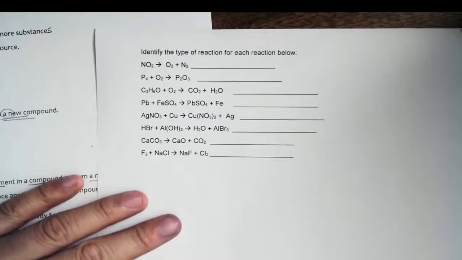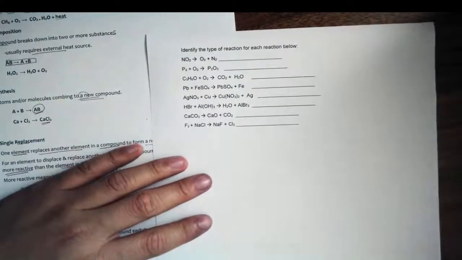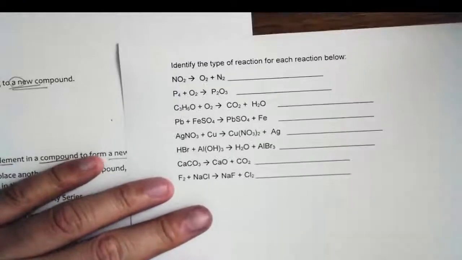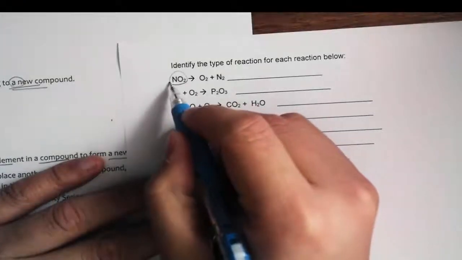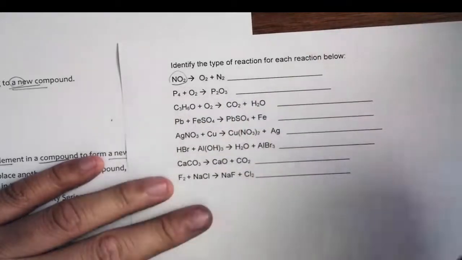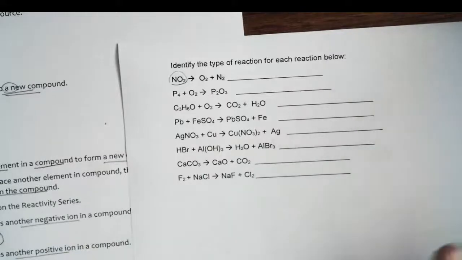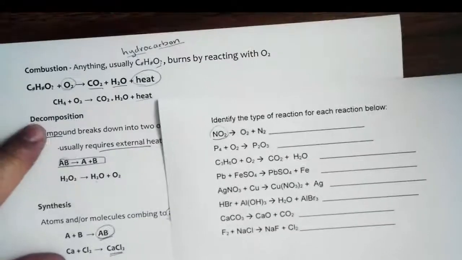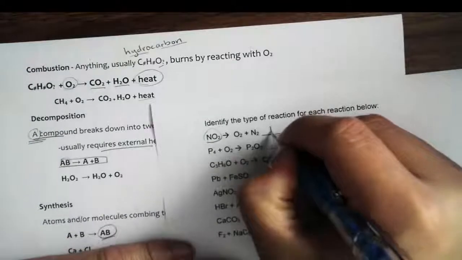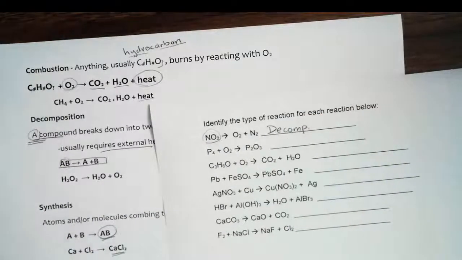Now let's try some example problems where we have to identify the type of chemical reaction. Okay, so first of all, what I have here is a single compound that is broken down into two or more substances. And what do we call that when something is breaking down into little pieces? That process is called decomposing. So this is decomposition.